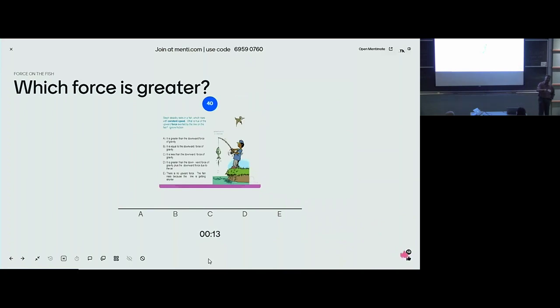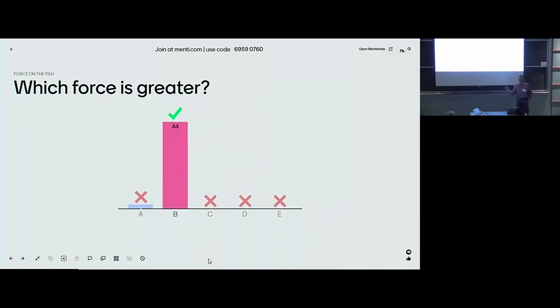So the fish is going up at a constant speed. 13 only. We need more participation. And this is completely anonymous. You see, nobody would know. Wonderful. So this is much better. 44 of the participants have done this. This is much better.